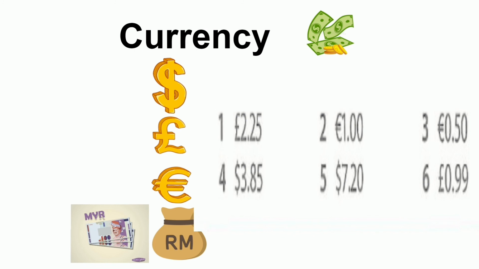Unit 5. Speaking. Exercise 3. 1, £2.25. 2, €1. 3, 50 cents. 4, $3.85. 5, $7.20. 6, 99 pence.